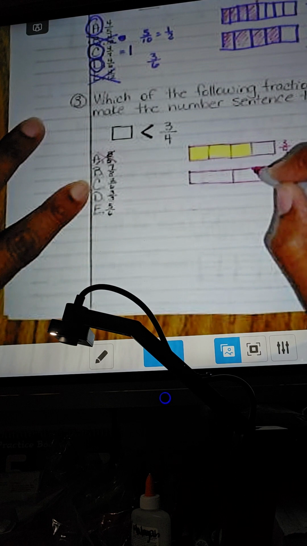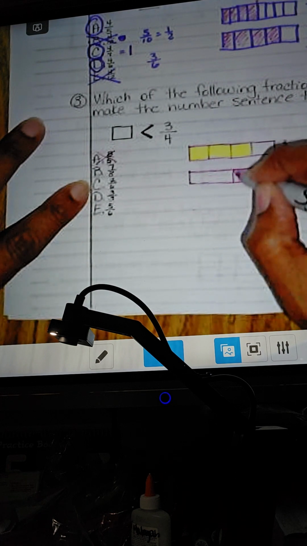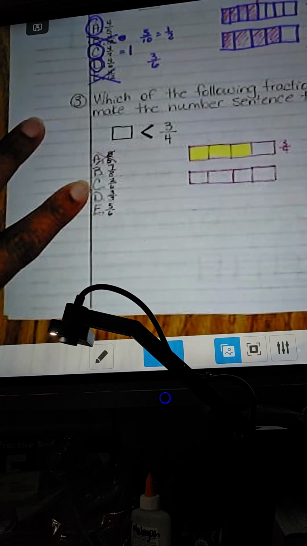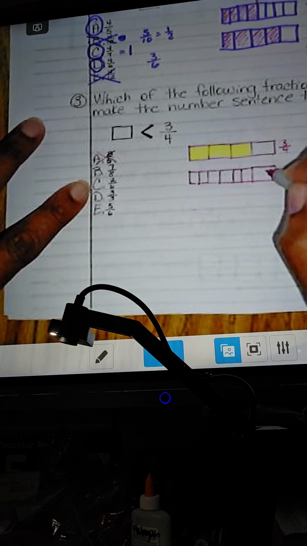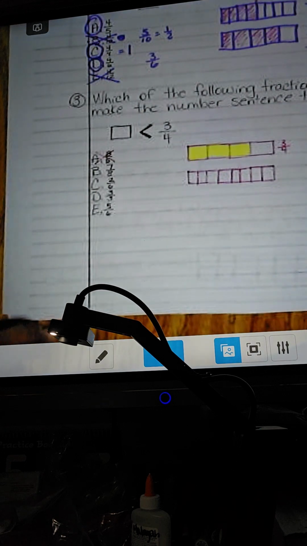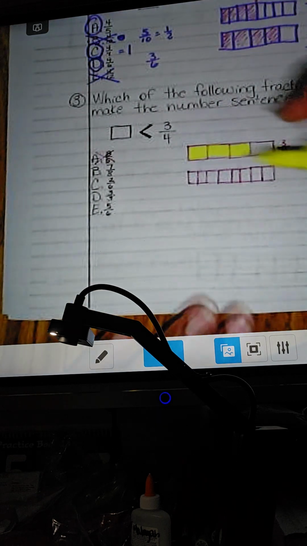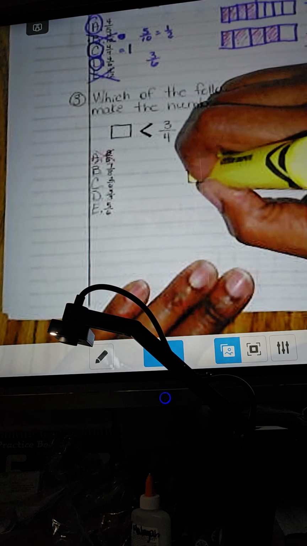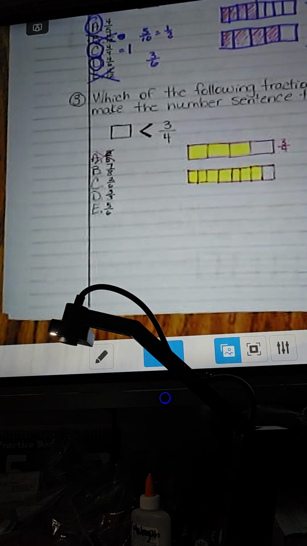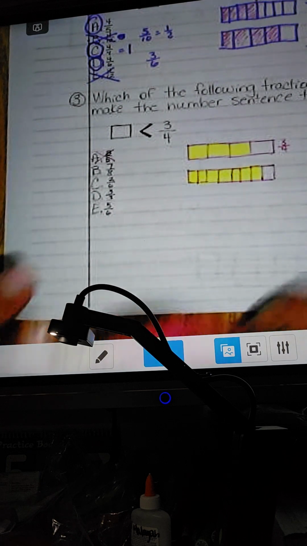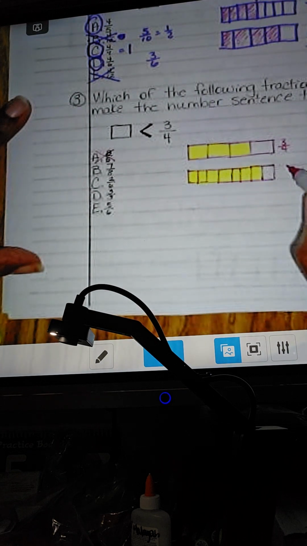So if it's half, we cut it there. But 8ths, I know that I can cut these pieces in half to make 8. 2, 4, 6, and 8. And I need to shade in 7/8. That's one less than 8/8. All right, so this is 7/8. 7/8 is not less than 3/4, is it? No, so I'm going to mark that out.